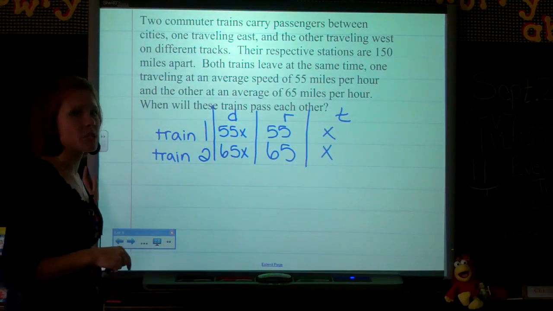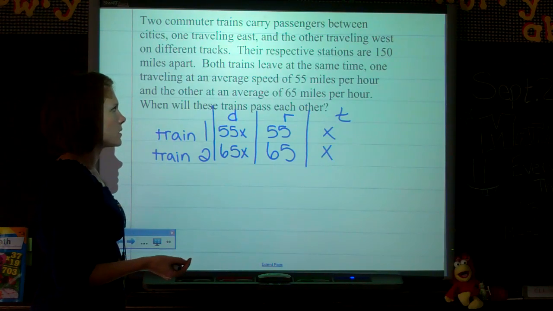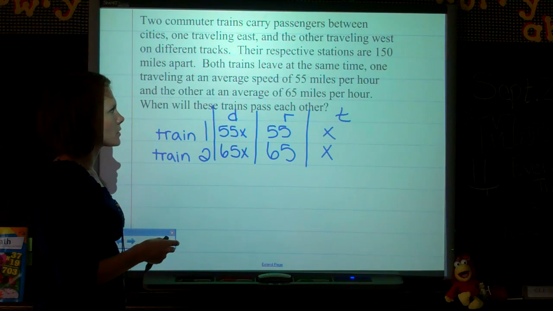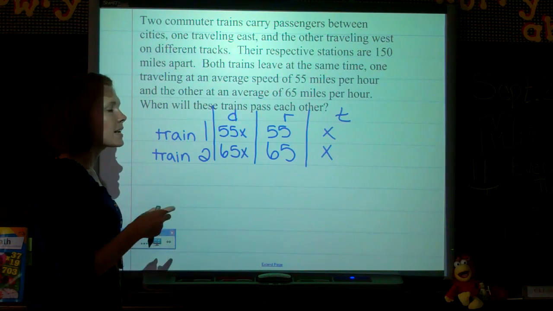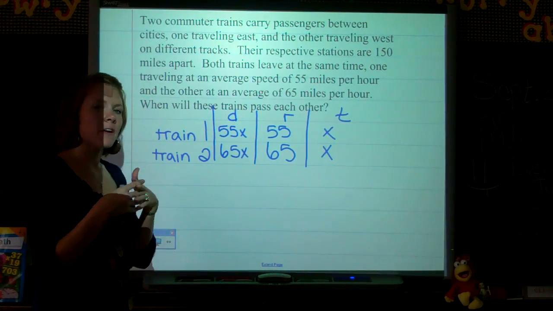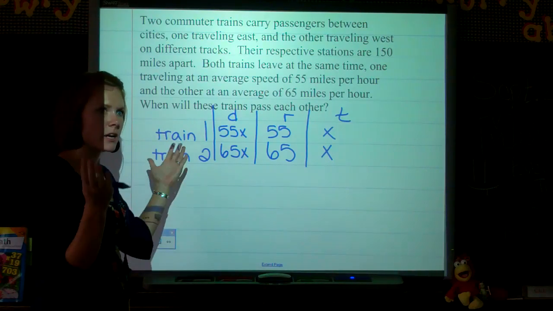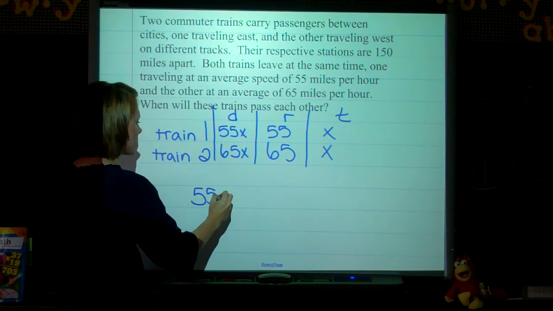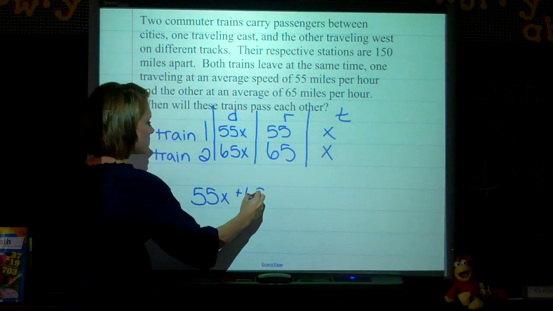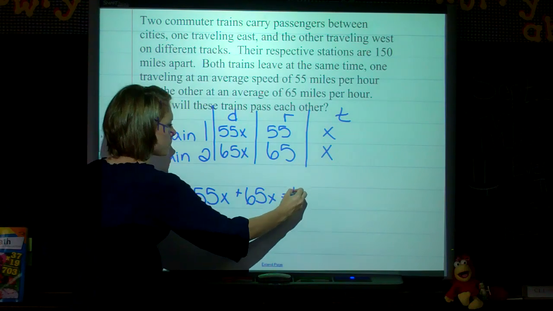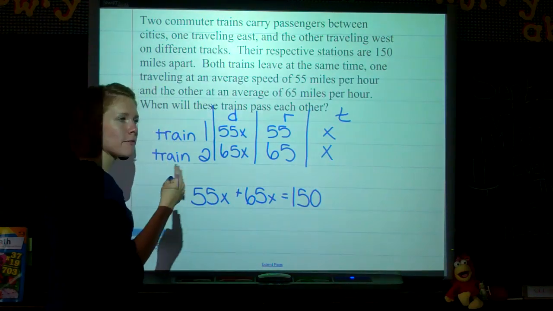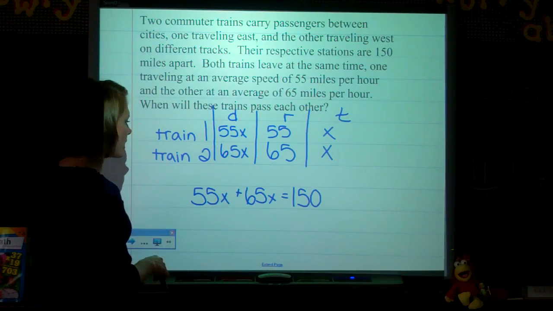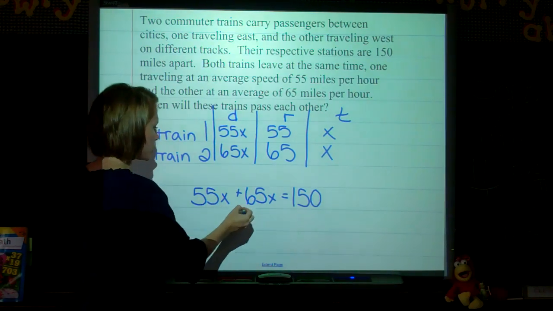Alright? Now the question is, what am I going to do with those distances? Well, I want to know when they're going to pass each other. So I need to know when the combination of each train's distance is 150 miles so that I know they've covered the whole distance. So I'm going to do the distance of one train plus the distance of the other is going to equal 150. One's going to travel further. They're not going to meet in the middle, but after they've gone a total of 150, that's when they'll pass each other. So I'm just going to add up my two amounts then.